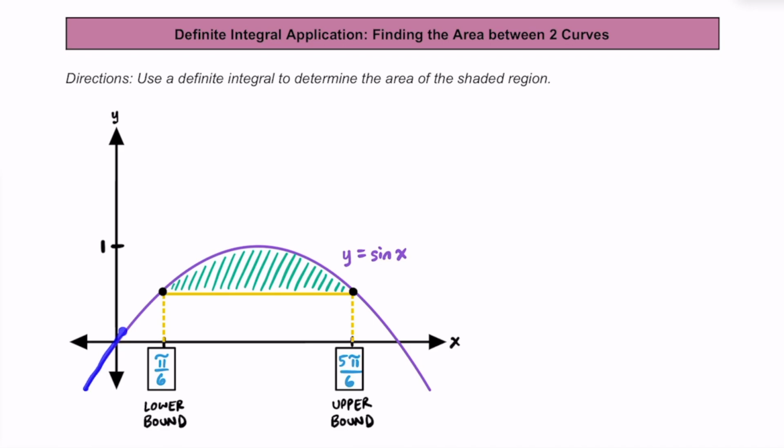Now we already know the equation of this curve over here that was given to us, right? The equation of this curve is y is equal to sine of x, but the question is, what is the equation of this horizontal line? If we can find the ordered pairs of these two points, then we can use those two points to find the equation of that straight line. Since this point is on both of these curves, we can use this pi over 6 for our x value and find the y value here if we plug it in.